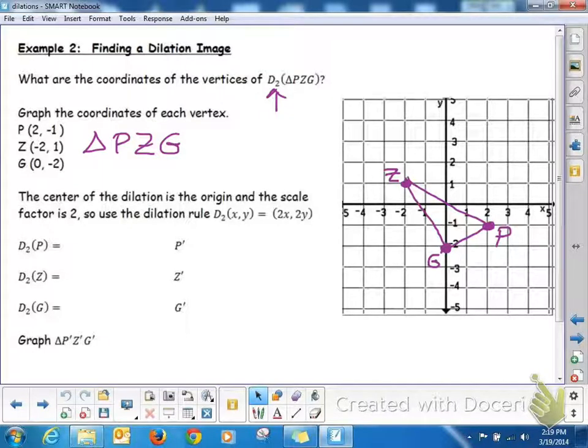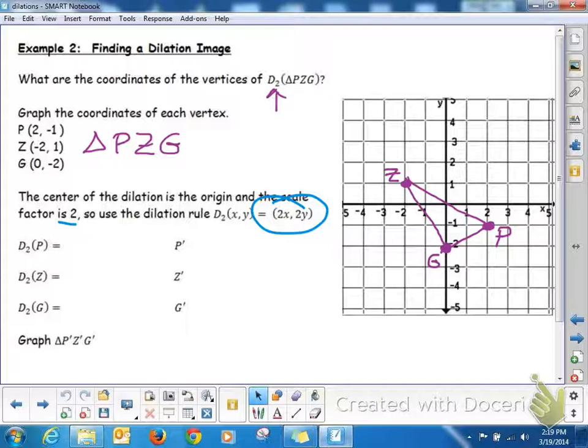So here I've graphed triangle PZG. In order for us to find what the dilation's coordinates are going to be, we are going to have to use the scale factor of 2. The center of dilation is the origin, 0, 0, and the scale factor is 2. So the dilation rule here will be, if it's D2, we would take the coordinates of the pre-image points and multiply them both by 2.